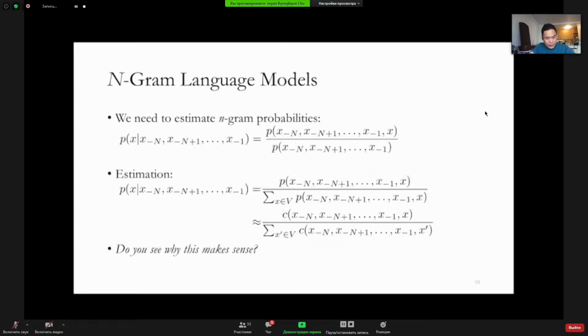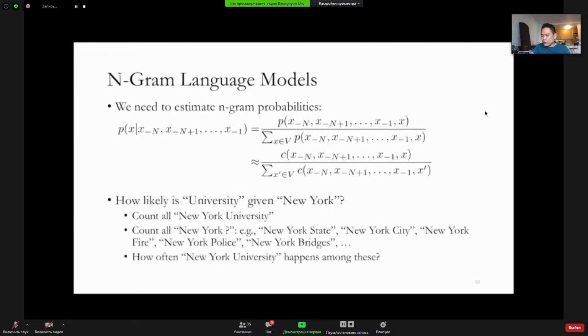Now, this makes sense, right? This definitely makes sense. However, let's look at one example. We want to check the probability of "university" following "New York." What we're going to do is count all occurrences of "New York University." That's going to be the numerator. And then we're going to count all occurrences of "New York" followed by anything.